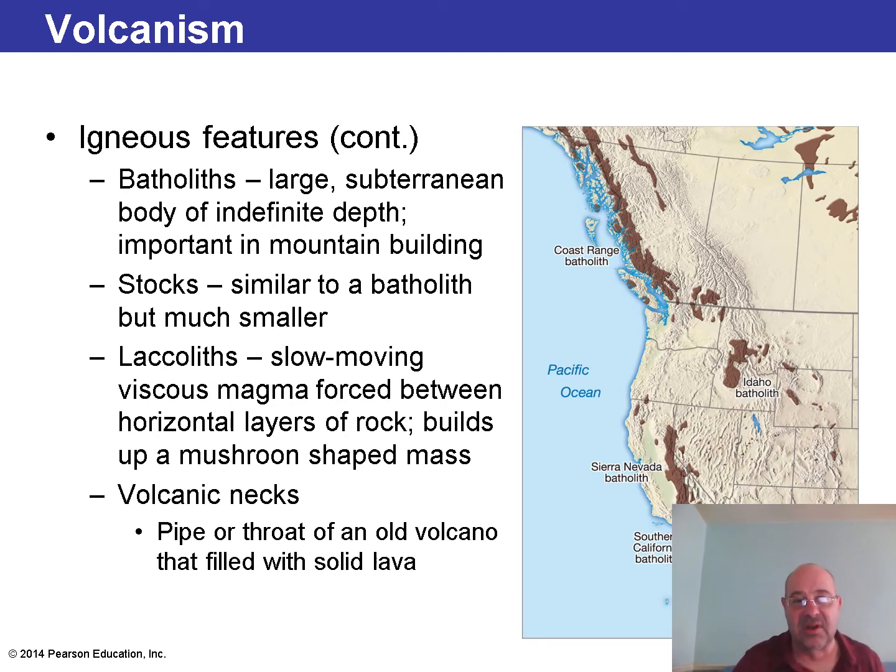Some more batholiths: large subterranean body, indefinite depth, important in mountain building. Stocks, similar to batholiths, but much smaller. So stocks are kind of like the laccoliths, maybe another name. Laccoliths, slow-moving viscous magma forced between horizontal layers of rocks, builds up mushroom-shaped masses. And we saw that on the previous slide. Volcanic necks, pipe or throat of an old volcano that filled with solid lava. So these are all different things associated with volcanoes.